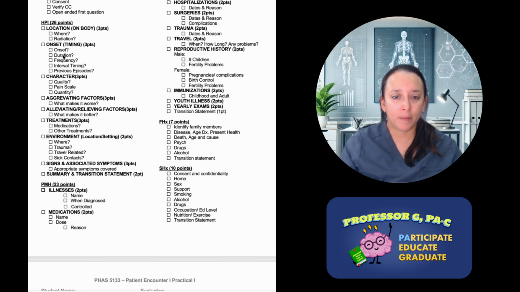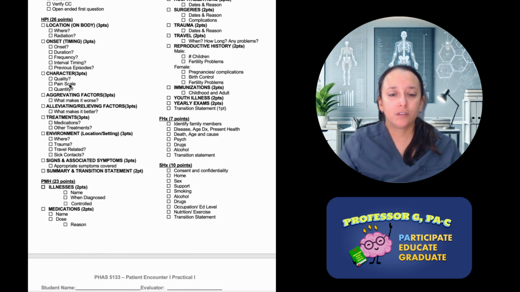For onset, remember the timing of it is sometimes it'll be constant, right? The duration is constant. If the duration is constant, then you might not have an interval timing because it's not coming and going, right? So you might not need that one. But you definitely ask the onset and duration for each one. If they have an intermittent duration, then you need to ask the frequency and the interval timing. You should always ask whether it's constant or intermittent, and about previous episodes of similar issues.